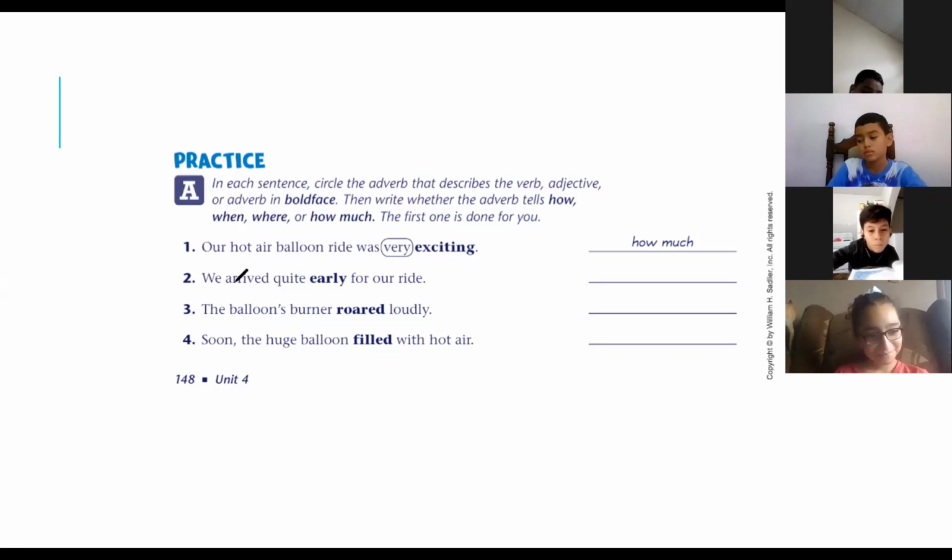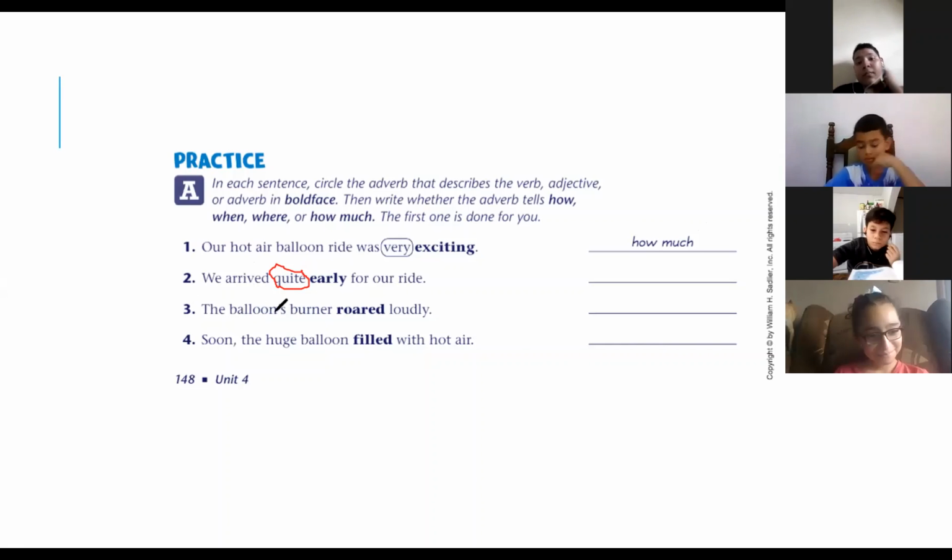For number 2, we arrived quite early for our ride. Which one do you think is the adverb? We arrived quite early for our ride. Yes, quite. Okay, so you circle quite. First we're going to circle the adverbs, and then we are going to identify them.